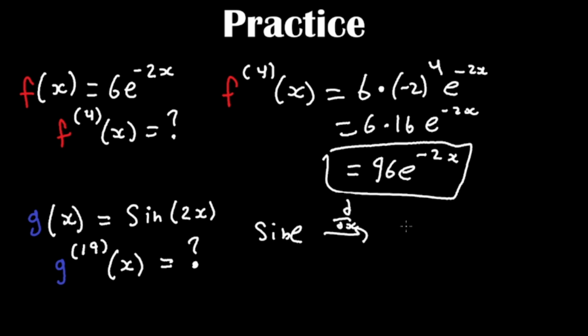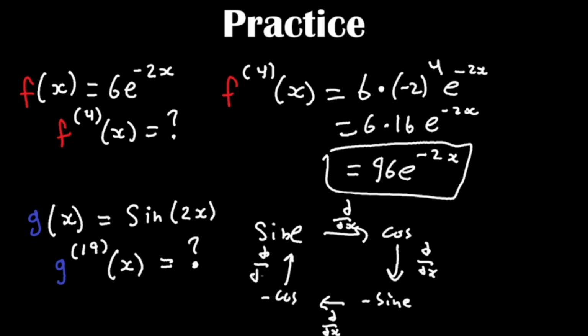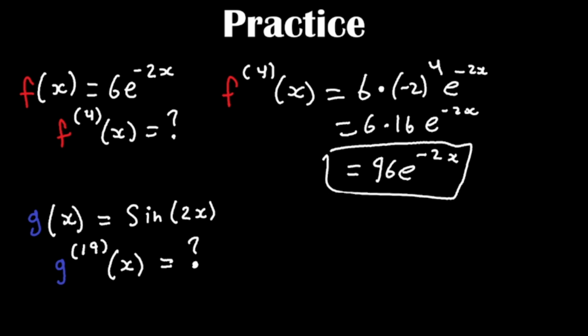That goes to cosine. Alright, and then if you differentiate that again, you get minus sine. Again, you get minus cosine. And once more, you just get sine. So doing 4 derivatives just gets you back where you were. So for this reason, we can actually take off multiples of 4 from the 19th derivative of g, and it will be the same thing.